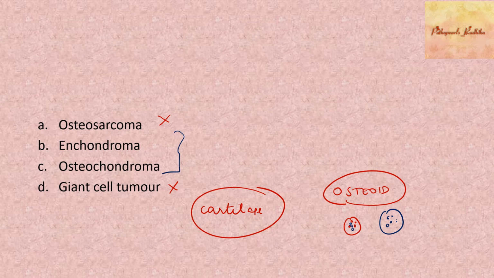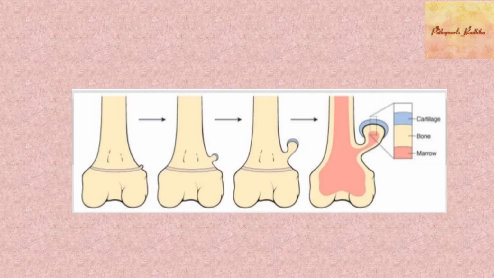Then your answer is either enchondroma or osteochondroma. Chondroma means chondroid, like cartilage, right? So here the answer is osteochondroma. Why is it osteochondroma? Remember, osteochondroma is a benign tumor. It will appear like a mushroom. That's what you should remember. It will have a cartilaginous cap, and the medullary cavity of the bone will be continuous with the medullary cavity of the lesion. This is what you see in histology when you section, which I showed you.